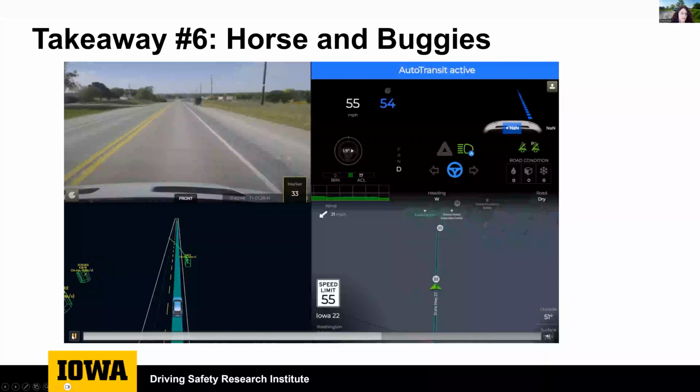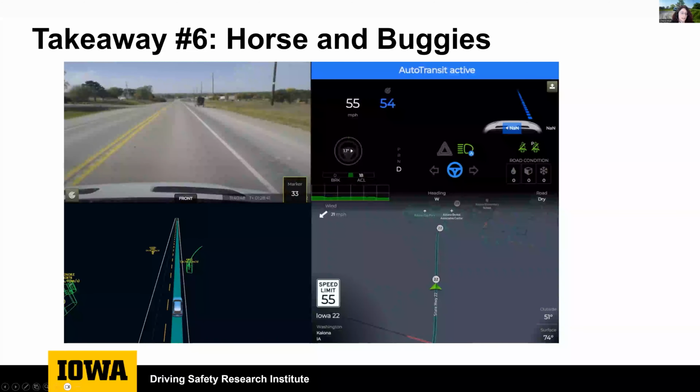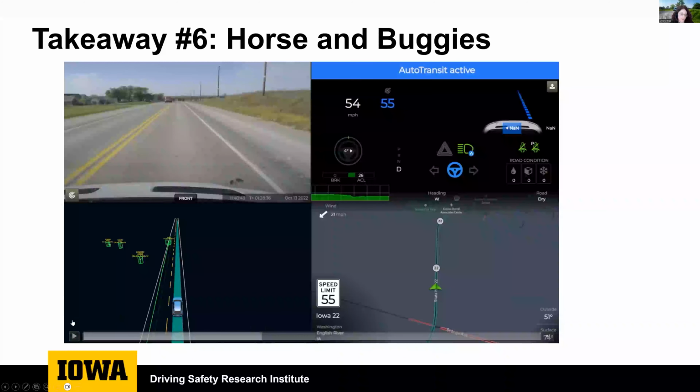And go ahead, pause. You can see that it is classifying it as a vehicle. And since the vehicle's on the shoulder, and we can see the path of the vehicle really isn't going to come into our lane of travel, the automation makes the decision that it can just continue driving. We're going to continue driving. We're not going to slow down. There's going to be no steering adjustment whatsoever.